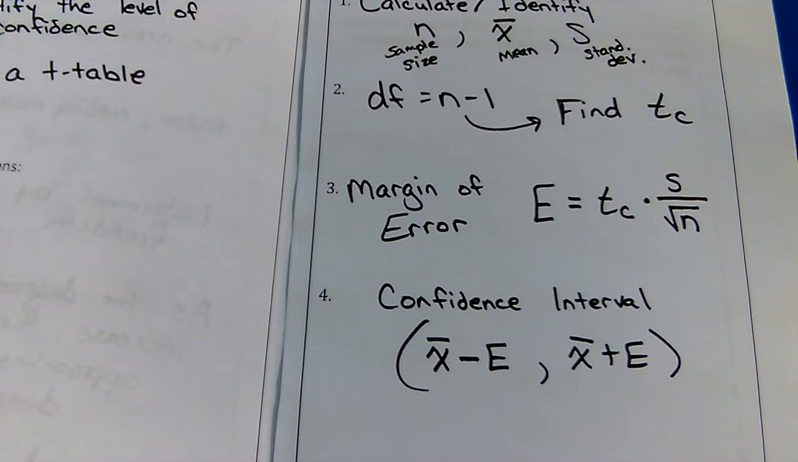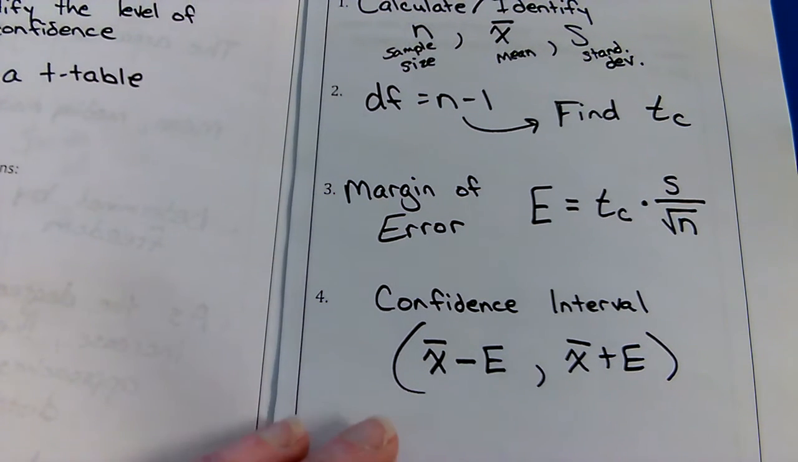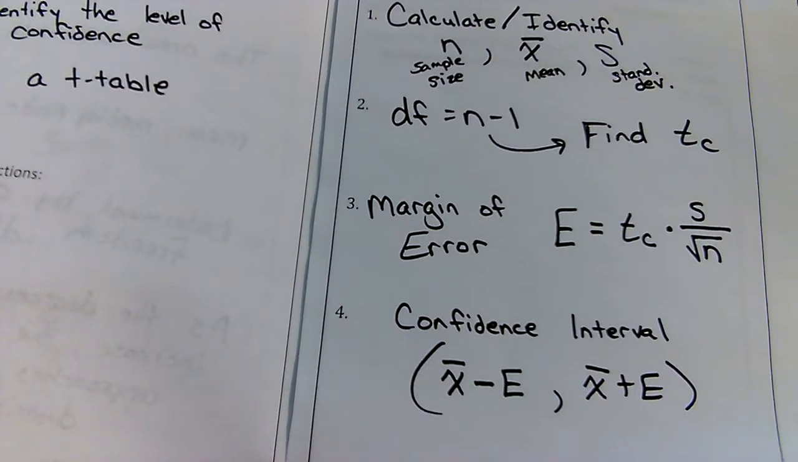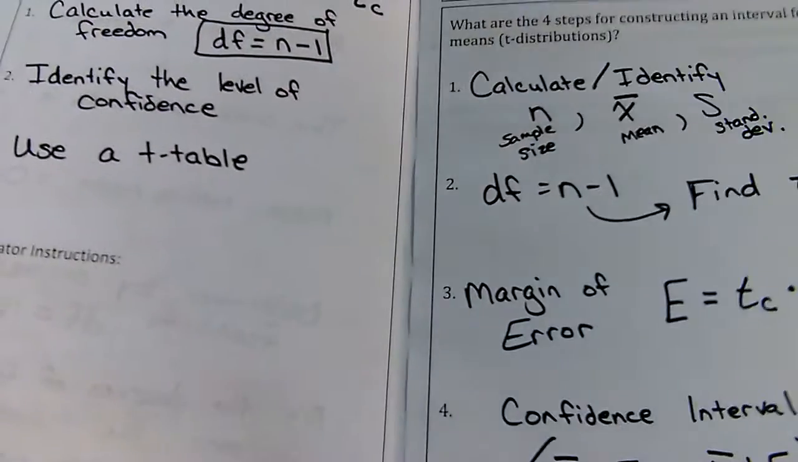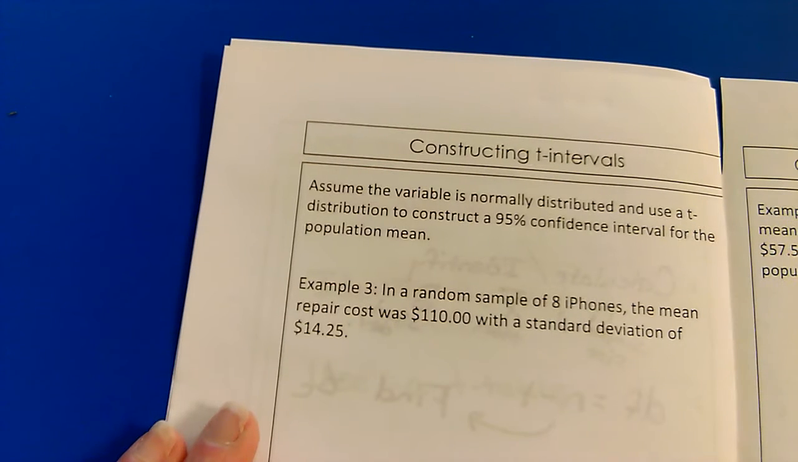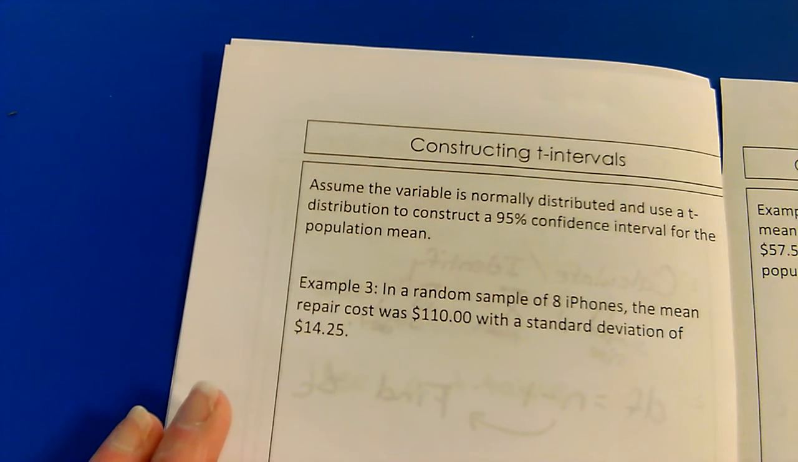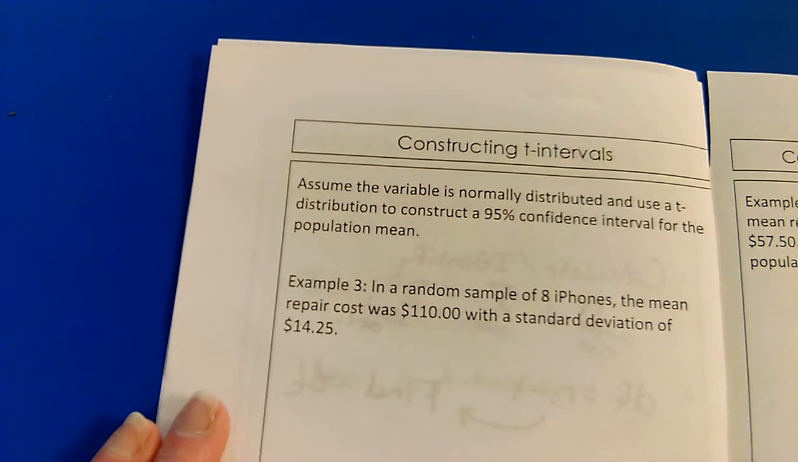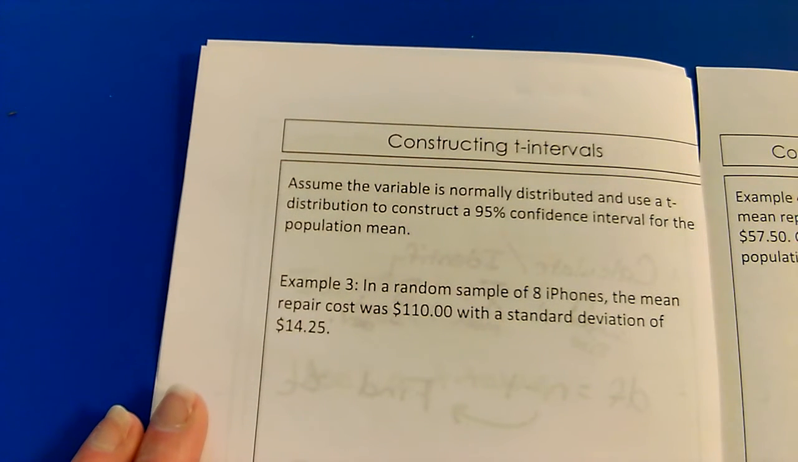That's it, folks. Same exact thing we were doing yesterday, but instead of a z-score, you're finding a t-score, and I apologize, we're going to use a table for that today. So, let's see what all we can identify. Assume the variable is normally distributed and use a t-distribution to construct a 95% confidence interval.